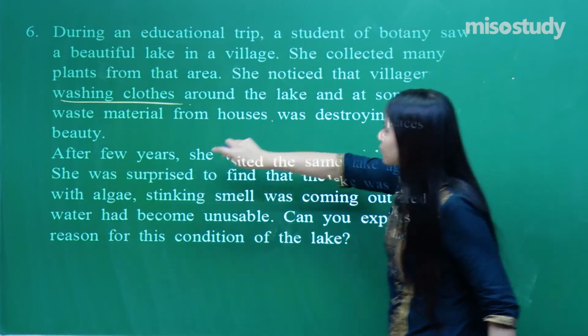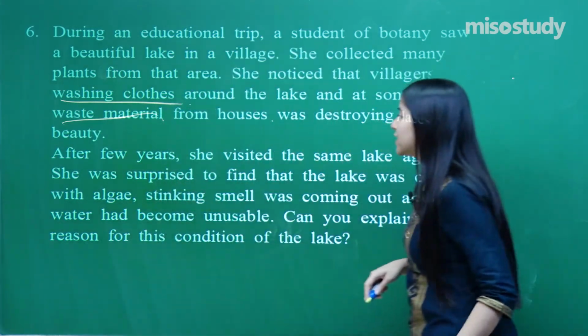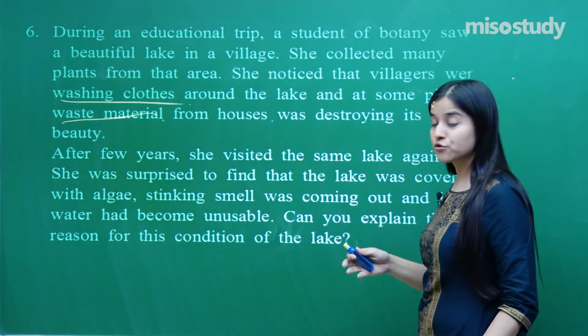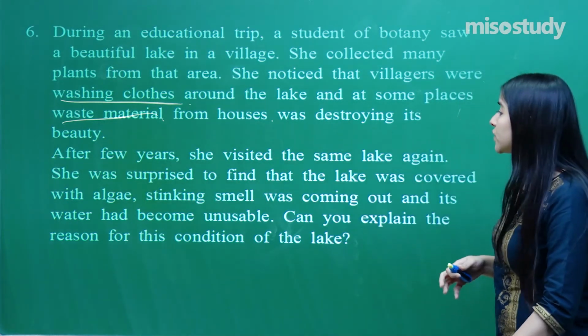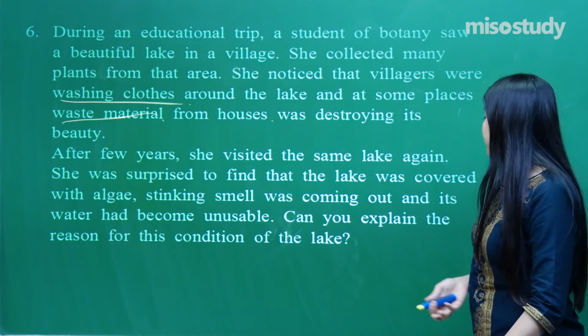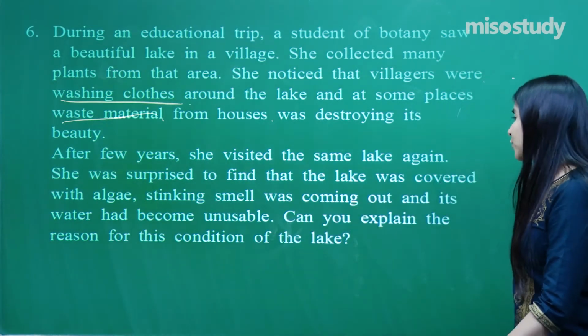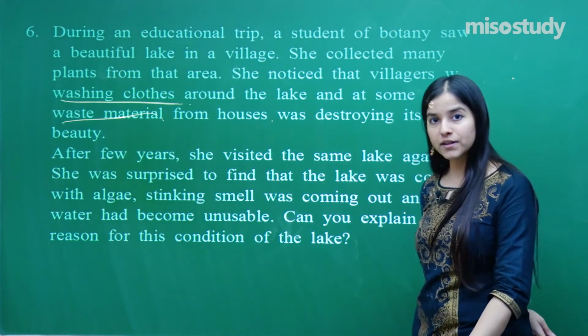After a few years, so I need to underline this waste material as well. After a few years, she visited the same lake again. She was surprised to find out that the lake was covered with algae. Stinking smell was coming out of it, and the water had become unusable. Fine. Can you explain what kind of a condition this is on the lake?